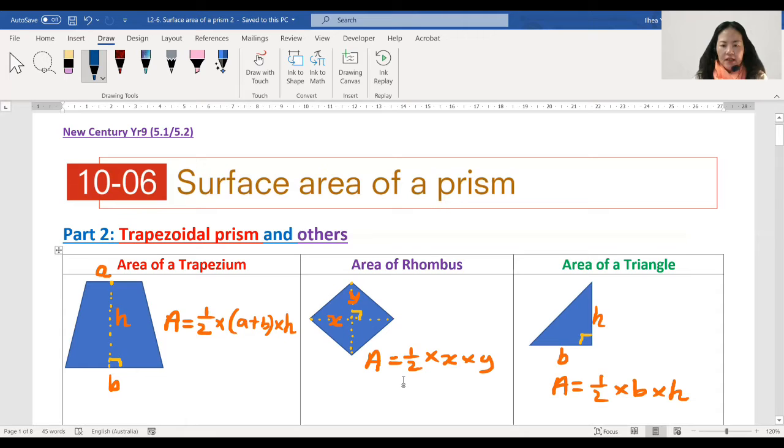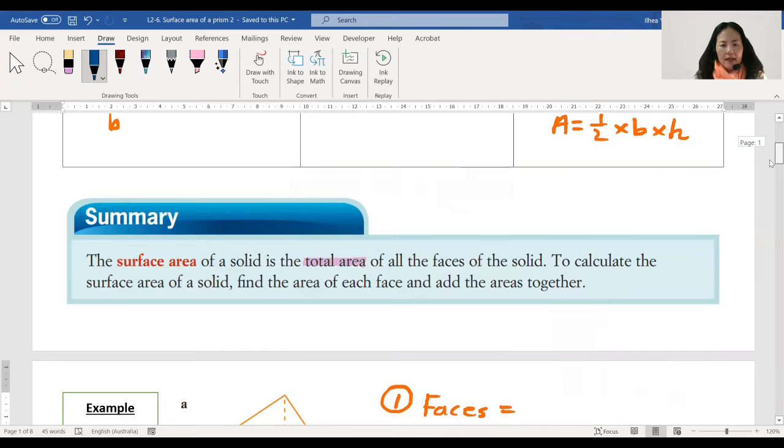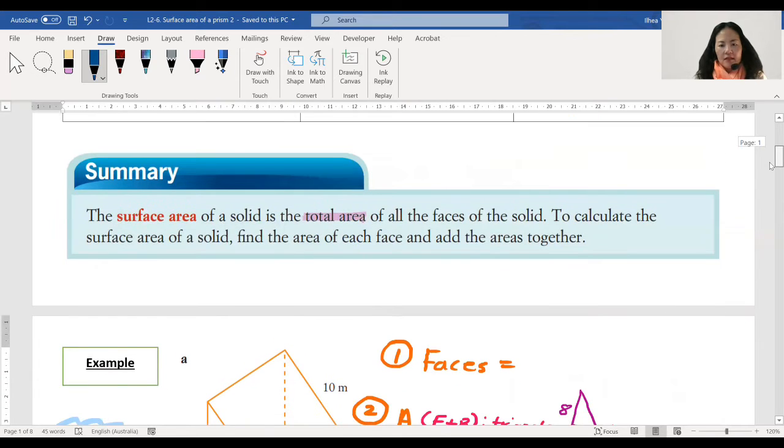Okay, so for example, if there is a prism with a rhombus on the top and the bottom, you obviously have to use the area of a rhombus. Okay, let's have a look at surface area. It's the total area of all the faces. Okay, and also surface area is related to solid 3D shapes.